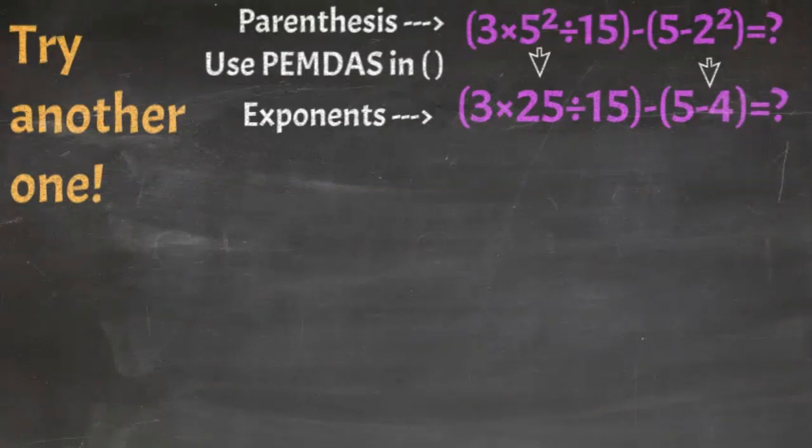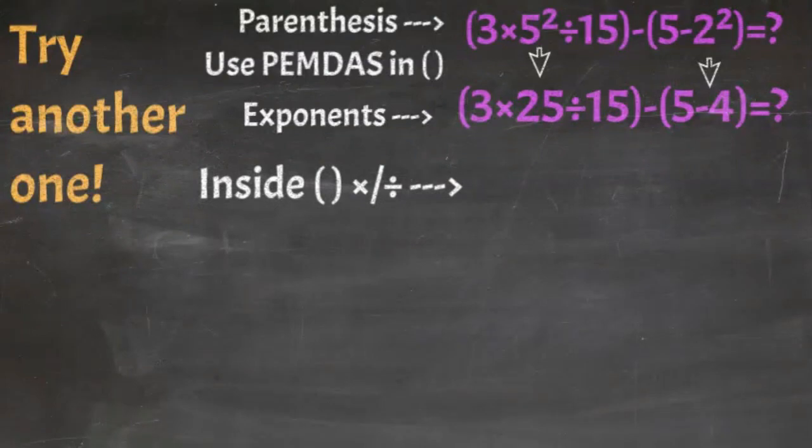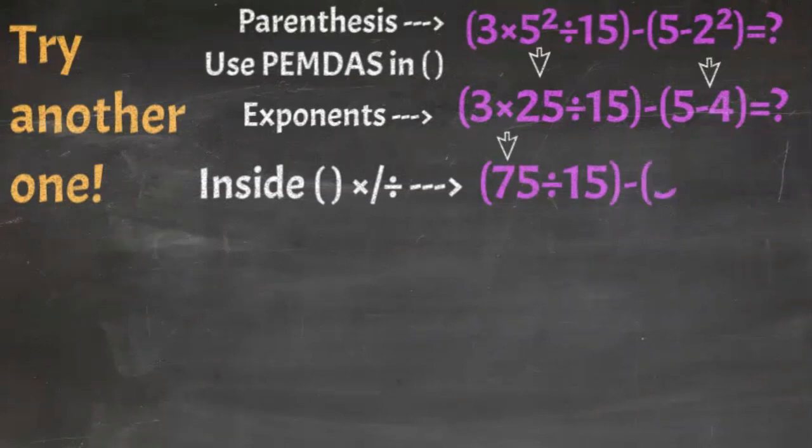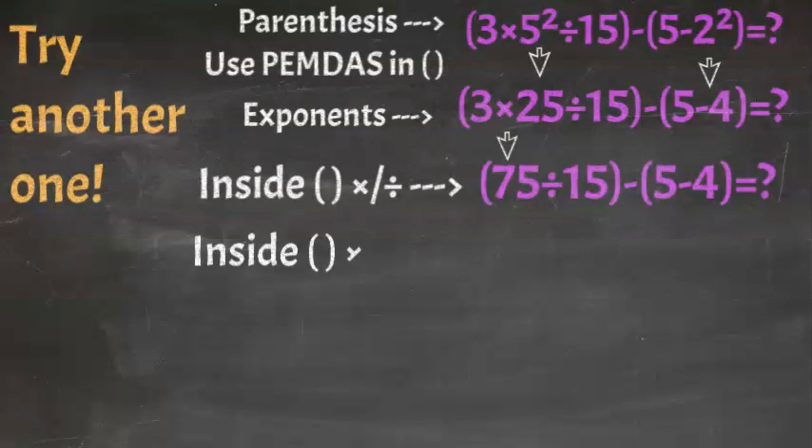So now we're going to have to do inside the parentheses, we're going to look for multiplication or division. So the first thing we do is 3 times 25. Remember, we do this from left to right. So 3 times 25 is 75 divided by 15 minus the quantity 5 minus 4. Okay, it looks like we still have another multiplication or division, so inside the parentheses, we have to do division this time. And 75 divided by 15 equals 5.